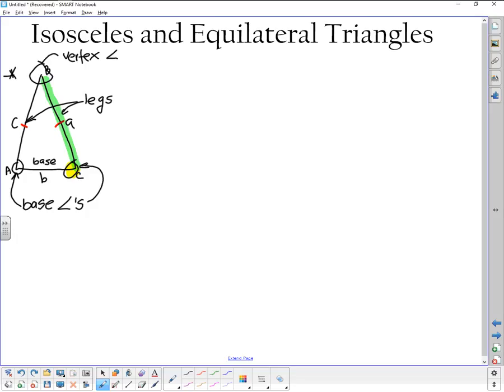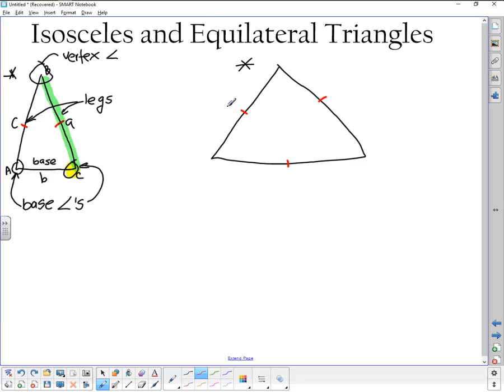Okay, now for an equilateral triangle, an equilateral triangle looks like this. And what makes an equilateral triangle special is that all the sides are congruent. There are no base angles because all of the angles have the same measurement. They're just called sides and angles.